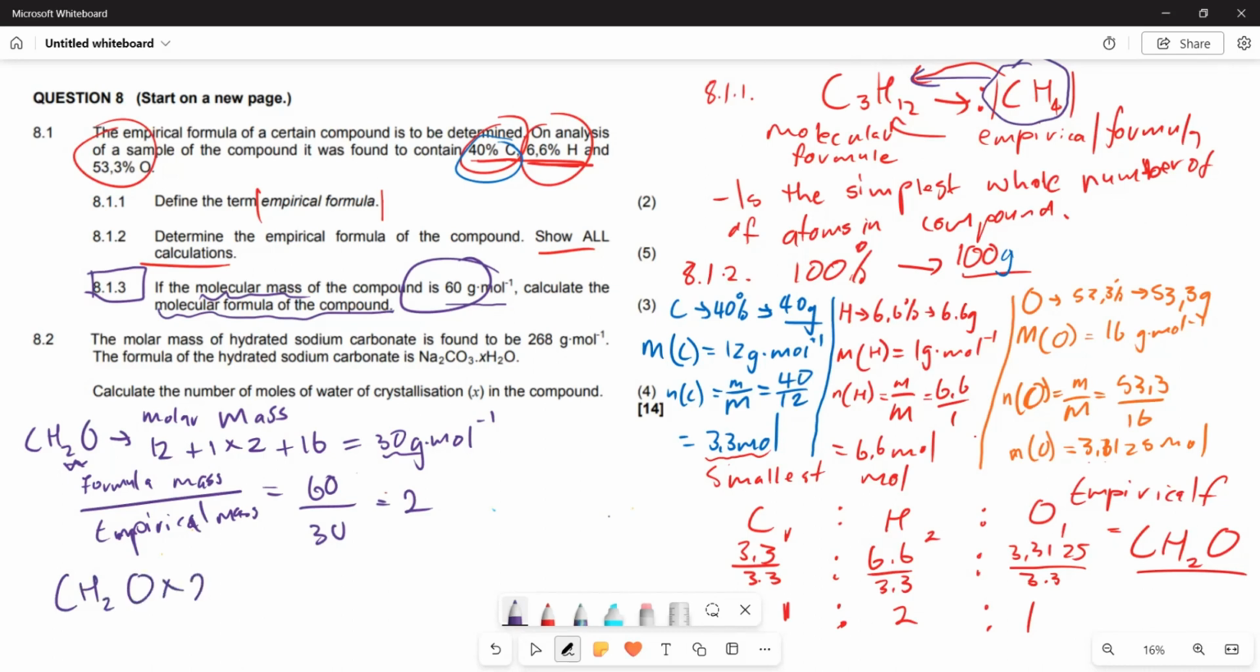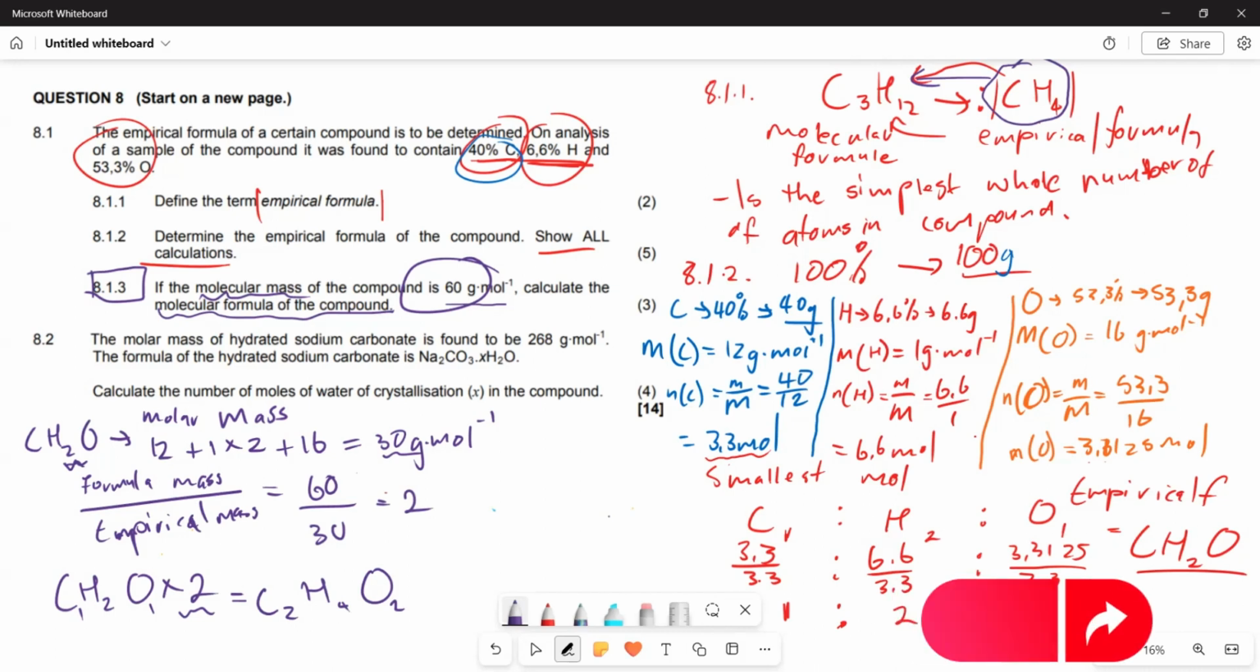CH2O is going to be multiplied by 2. The subscript. And remember the 2 that you are doing, you are going to multiply the subscript. So remember here, the subscripts were 1 and 1. So now your molecular formula is going to be your C2, your H4, and your O2, right? Does this make sense? Hopefully this does. And this is how you are going to be in a position to calculate the molecular formula of your compound. And this is when you are going to get your full marks for this.